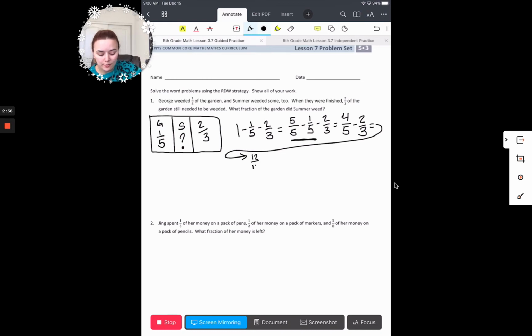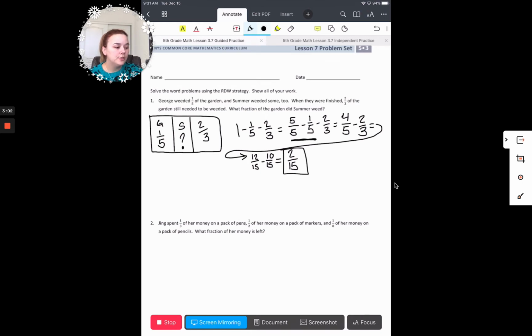12/15. And then I have 2/3. I'm going to multiply the top and the bottom, my numerator and my denominator, both by 5, and I get 10/15. Then I subtract and I have 2/15 left over. So Summer weeded 2/15 of the garden.